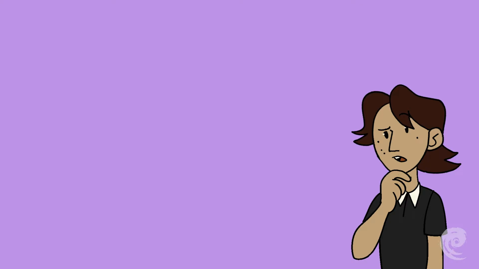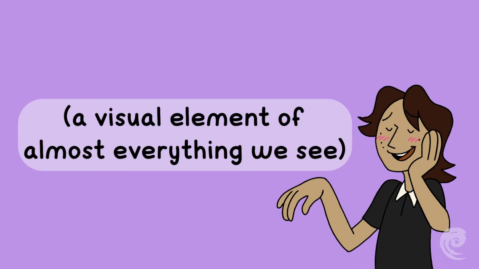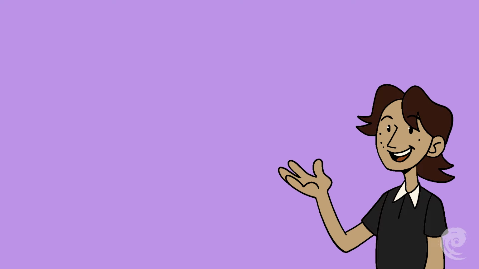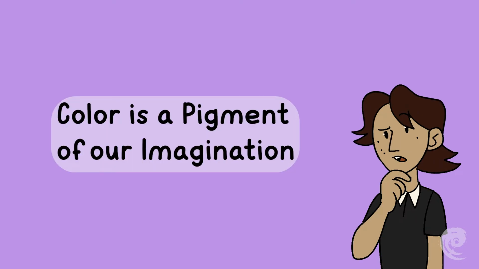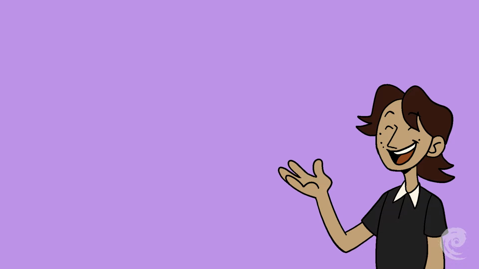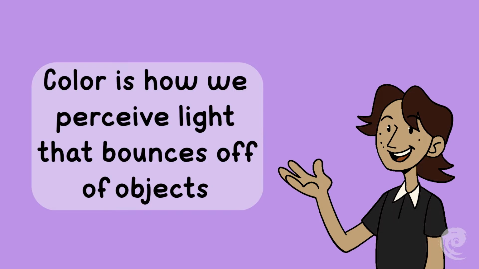So you may think you know what color is, a visual element of almost everything we see, but it has so many more components than just color. In reality, color is just a pigment of our imagination. Get it? A pigment of our... yeah, you get it. Color is not a real, tangible thing. Rather, it is how we perceive light that bounces off of objects.